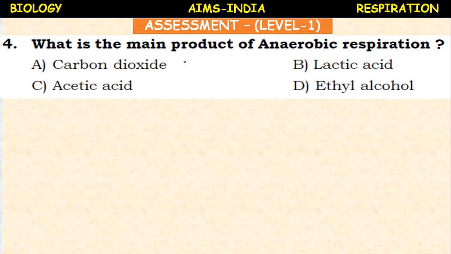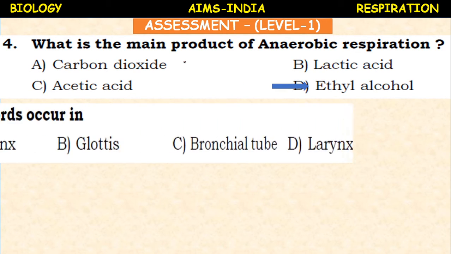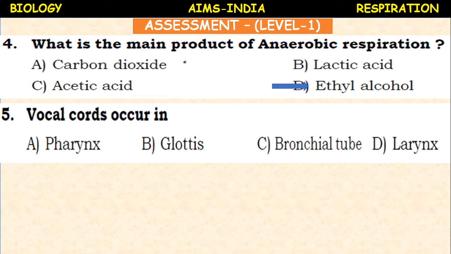Next, what is the main product of anaerobic respiration? Here the question, main product is asked. Carbon dioxide, lactic acid, acetic acid, ethyl alcohol. So ethyl alcohol is the main product of anaerobic respiration. Vocal cords occur in pharynx, glottis, bronchial tube, larynx. Vocal cords are present in the sound producing organ. What is the sound producing organ? Larynx.